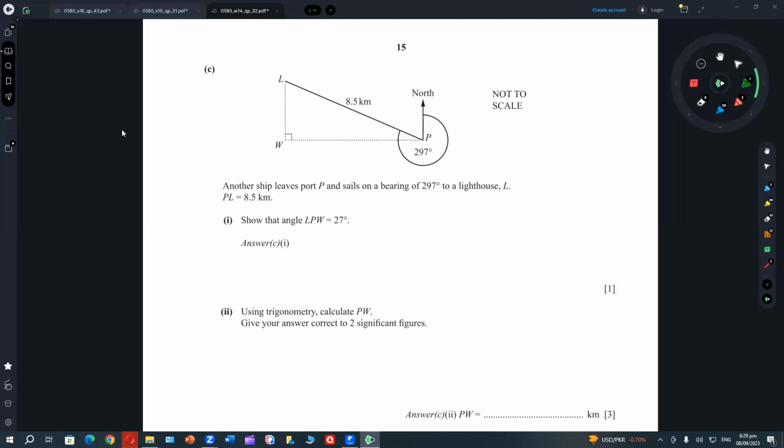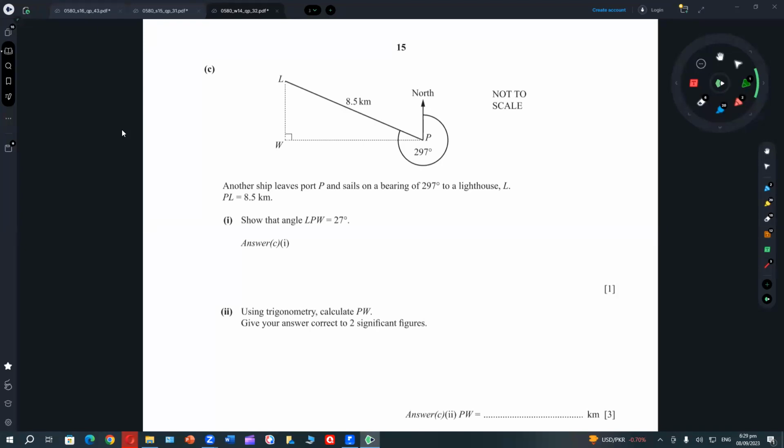It says another ship leaves Port P and sails on a bearing of 297 degrees to a lighthouse. PL equals 8.5 kilometers. Show the angle LPW equals 27 degrees. So another ship leaves port P and sails on a bearing of 297. He has shown 297.